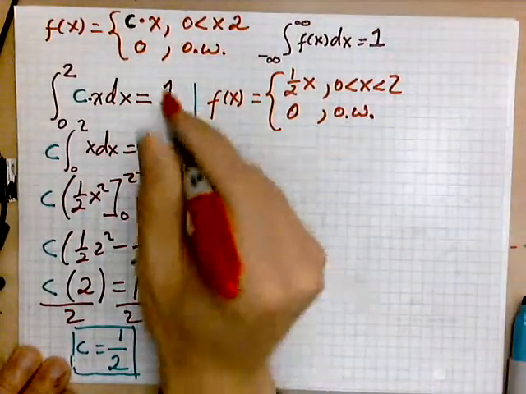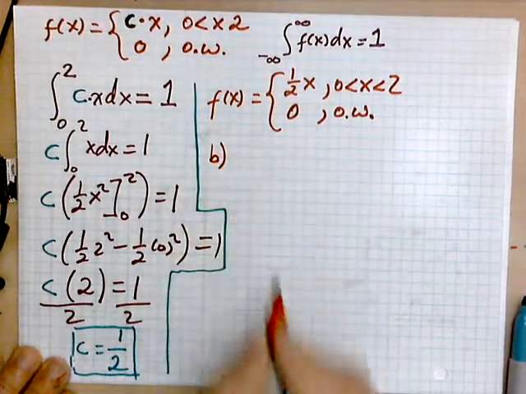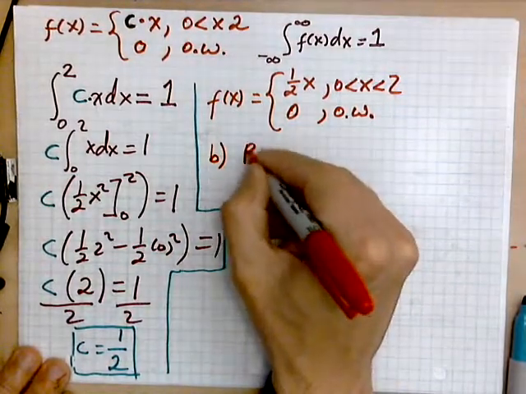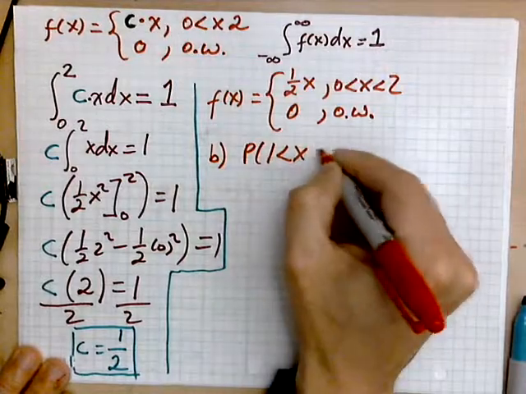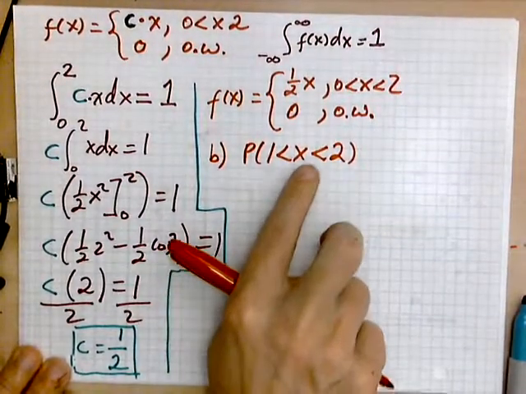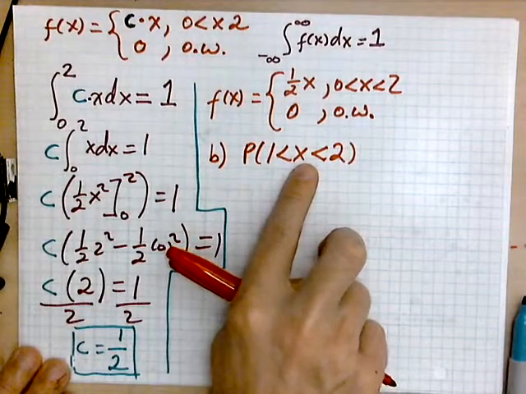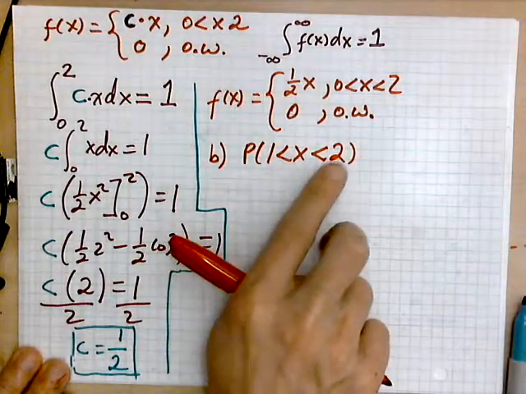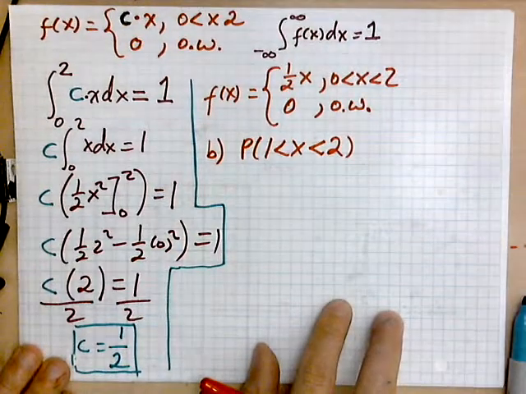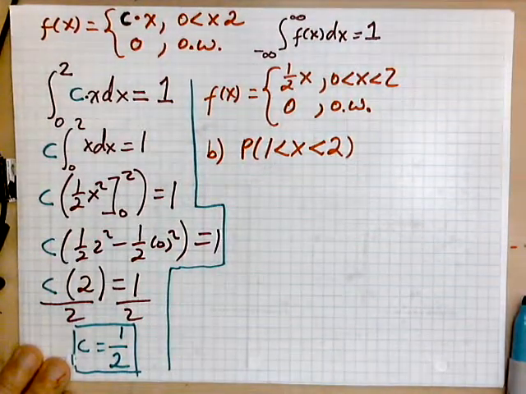They may give you a part B to the question that says find the probability that the following. 1 is less than x, and that is less than 2. Okay, so find the probability that our variable x assumes values between 1 and 2. Okay, that is what we have to do. Find that probability. So how do we do it?